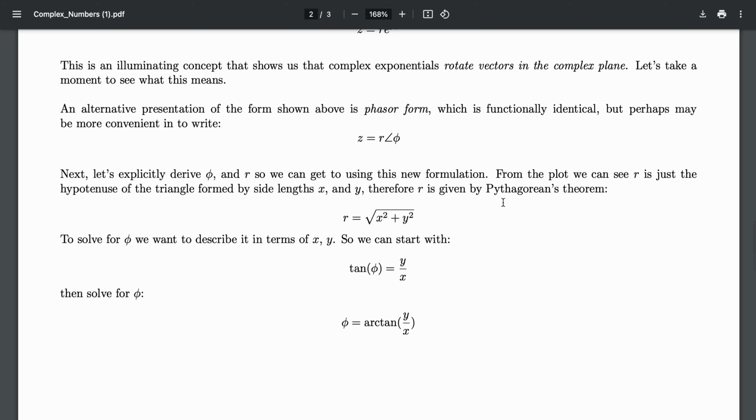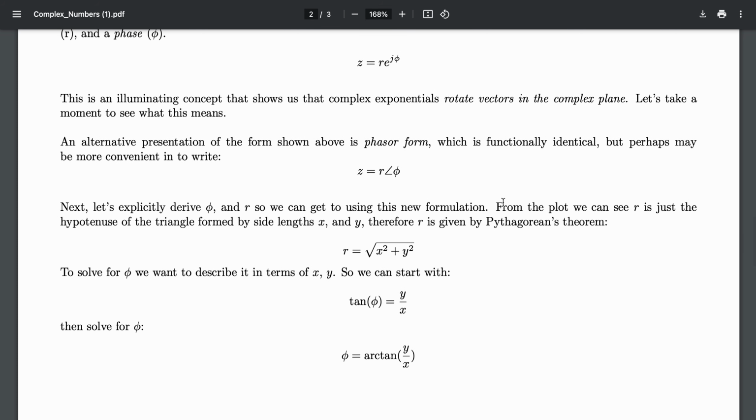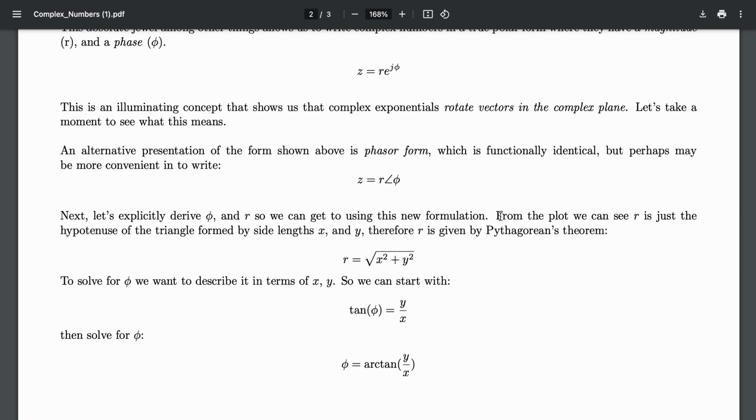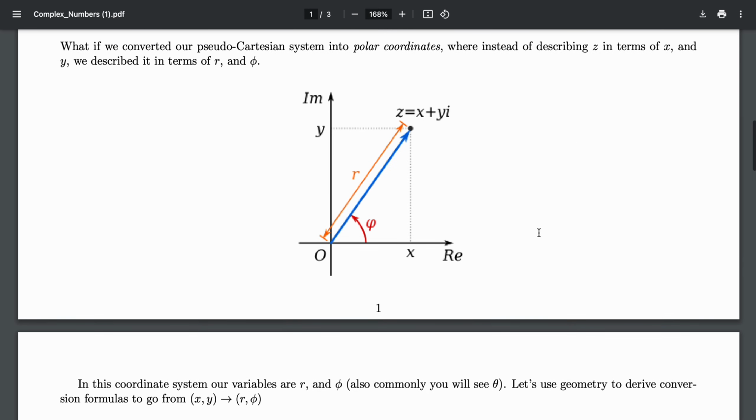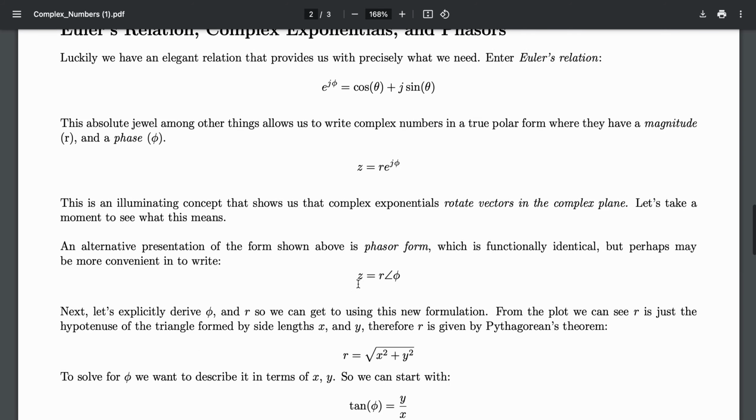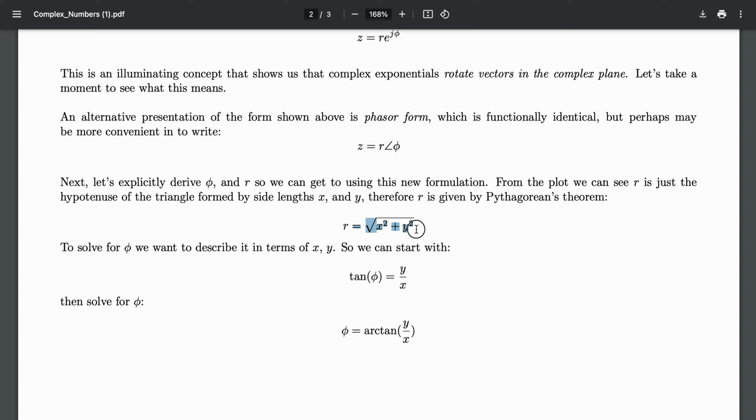So now that we have an intuition for how we can think about complex numbers in terms of rotating vectors, let's explicitly derive phi and r in terms of x and y, so we can actually start using these. From the plot we showed earlier, if we wanted to describe r in terms of x and y, we can see that this side length is x and this side length is y. So Pythagoras's theorem will give us this distance r. We can write r as the square root of the sum of the squares of the side lengths.